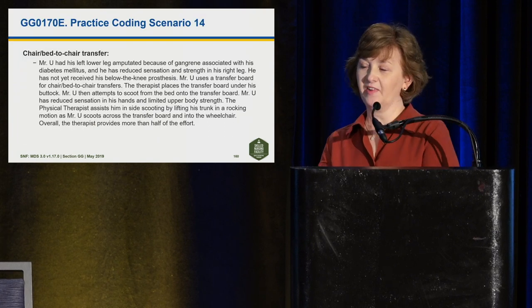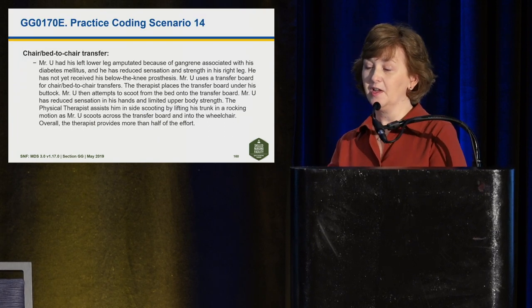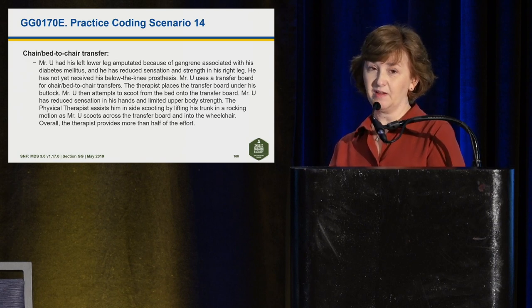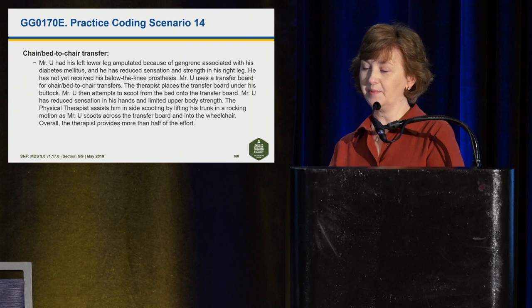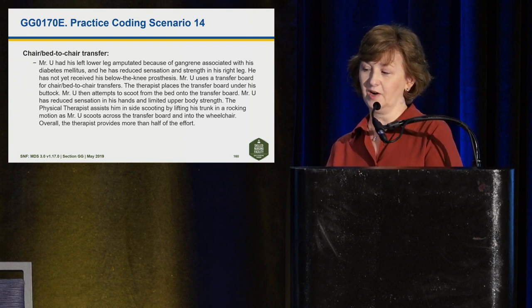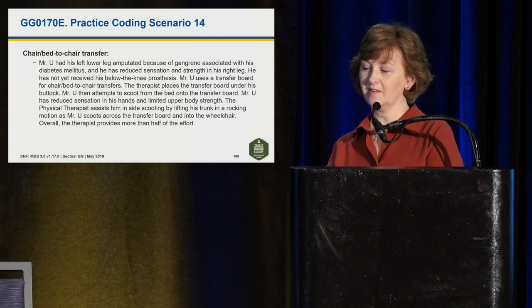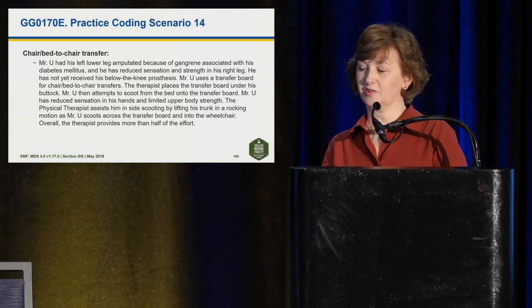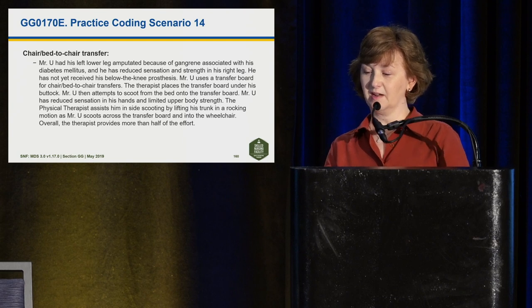Okay, so we do have another practice scenario here. Mr. Yu had his left lower leg amputated because of gangrene associated with diabetes, and he has reduced sensation and strength in his right leg. He has not yet received his below-the-knee prosthesis. Mr. Yu uses a transfer board for bed, chair, wheelchair transfers. The therapist places the transfer board under his buttock.